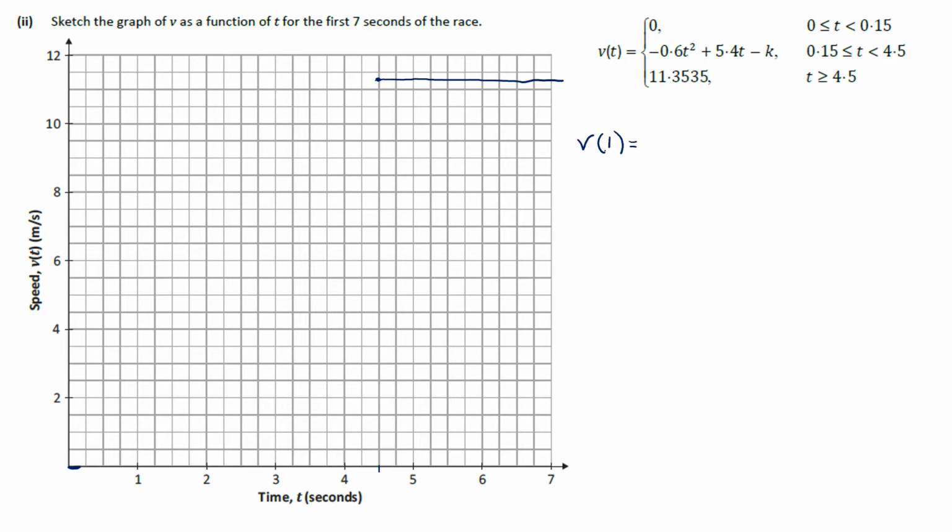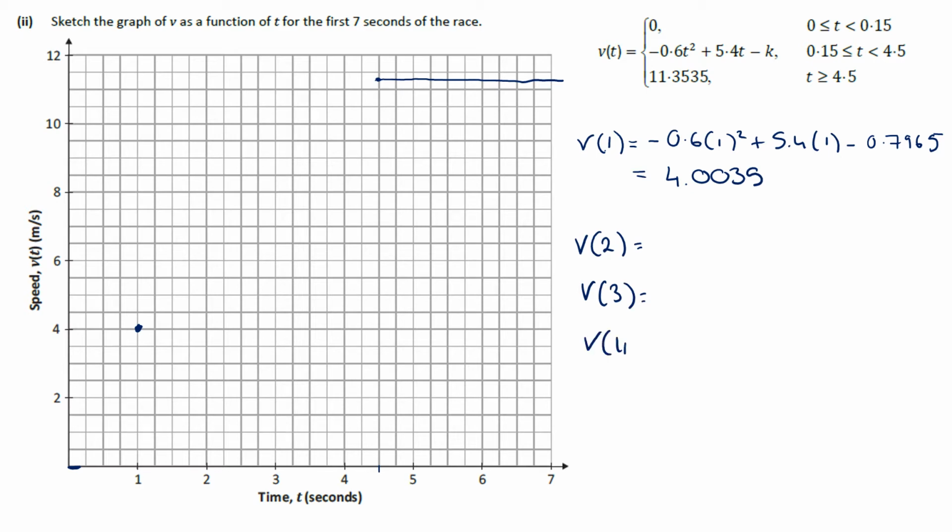So we'll do v1. So that'll be minus 0.6 times 1 squared plus 5.4 times 1 minus 0.7965. So the k was positive, but there's still a minus in here. And you work that out and you get 4.0035. So the point that you're plotting is 1 and then just above 4, so right there. And then you do the same for V2, V3, V4. You don't have to go past that because 4.5 we've already put in.